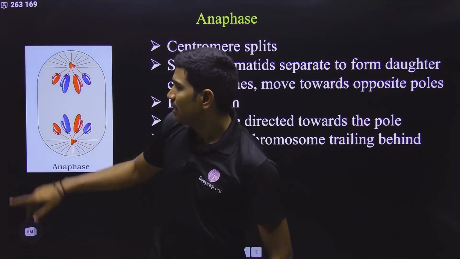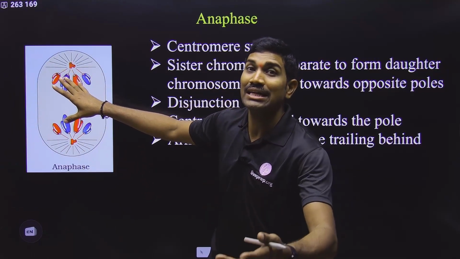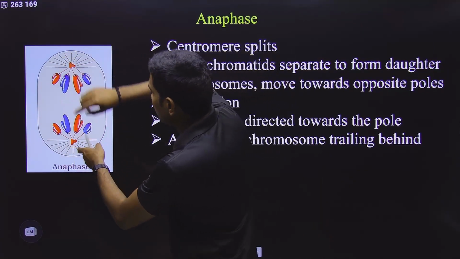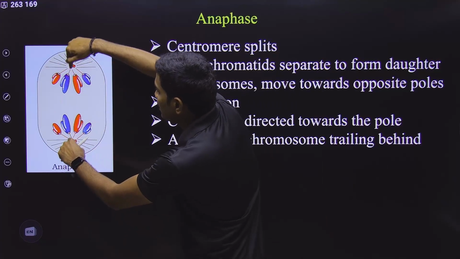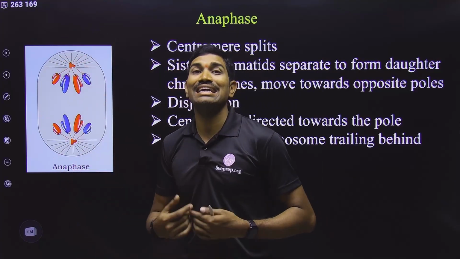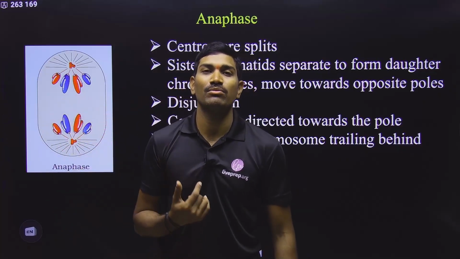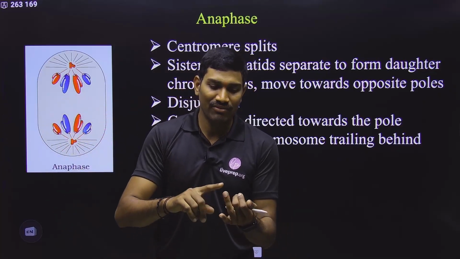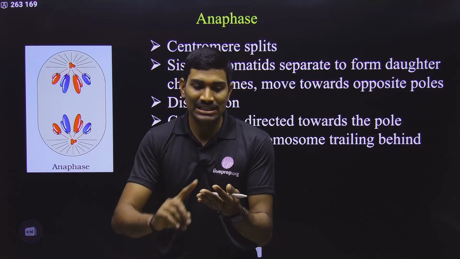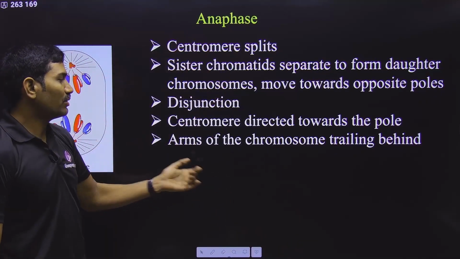And here, splitting of centromere will occur. Sister chromatids are now called daughter chromosomes. They are moving to opposite poles. When they go to opposite poles, the centromere is facing the pole, so the arms are trailing behind. In the anaphase, you can easily study the shape of chromosomes: for metacentric, V shape; submetacentric, L shape; acrocentric, J shape; telocentric, I shape. This is the important point they are saying.